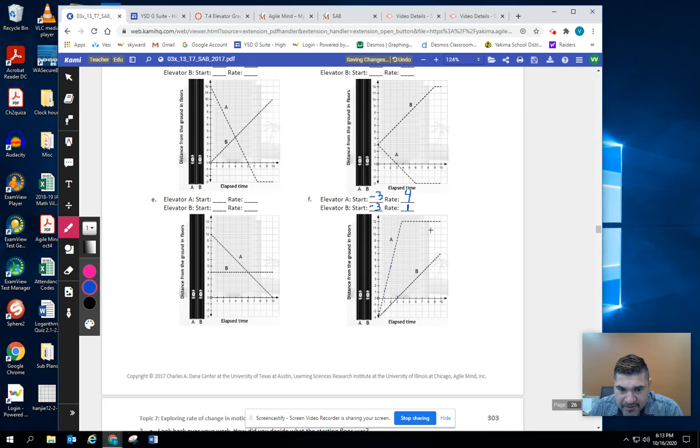Let's do this one here. Elevator A, where does it start from? It's starting from floor 10, so I'm going to go ahead and put 10 here. Let's see what the rate is. It's down 1 over 1, so it's going to go down 1 per second. Elevator B starts on floor 4.